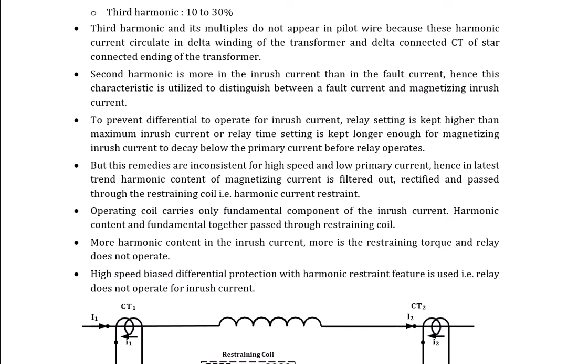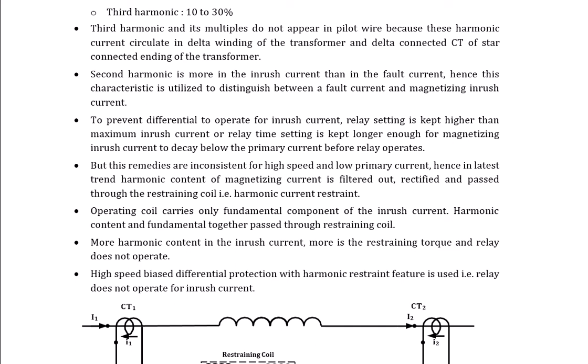So we use the second harmonic component as a means to detect whether it is a fault or a magnetizing inrush current. To prevent the differential protection from operating for the inrush current, the relay setting is kept higher than the maximum inrush current, or the relay time setting is kept long enough for the magnetizing inrush current to decay below the primary current before the relay operates. But these remedies are inconsistent for high speed and low primary current.